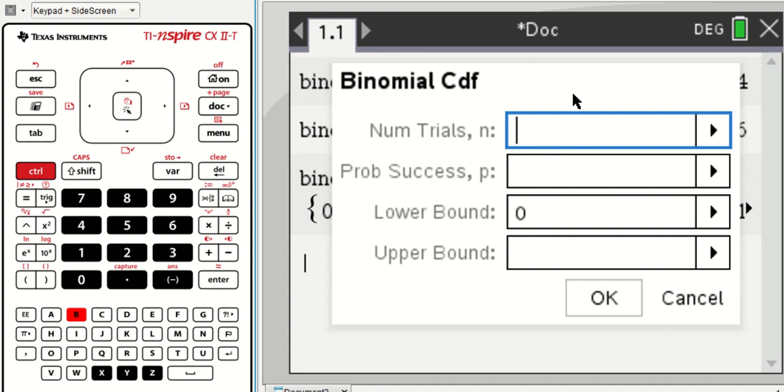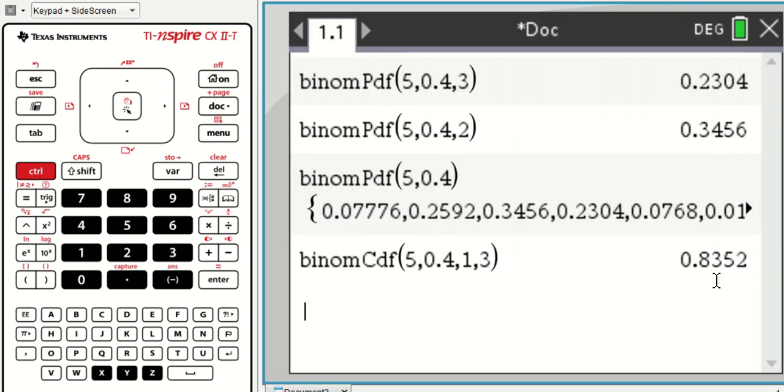So let's say there are 5 trials, and I want to know the probability that the event occurs either 1, 2, or 3 times out of 5. So I enter 5, using 0.4 as our probability of success, and then I can enter 1 to 3. The lower bound and upper bound are inclusive. If I press OK, I see the total.